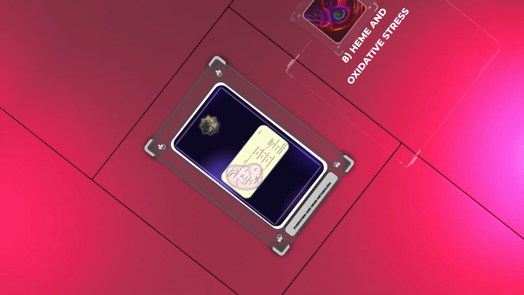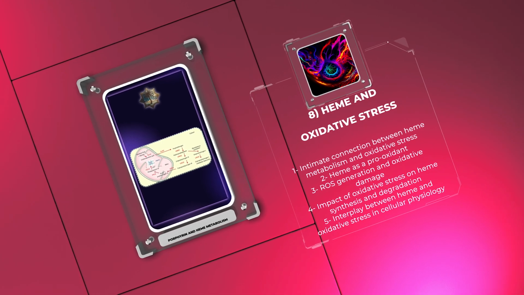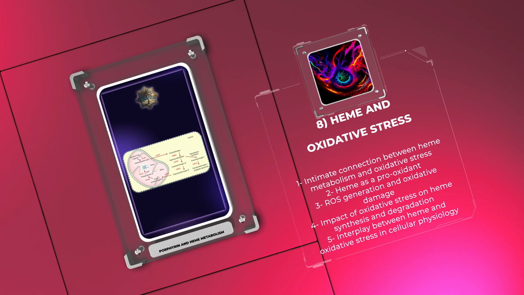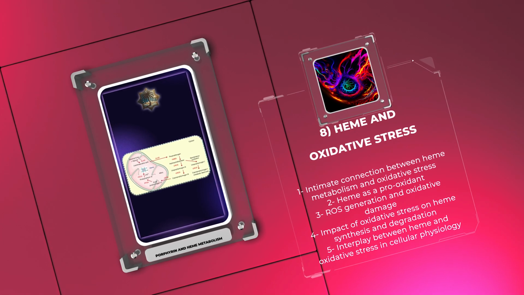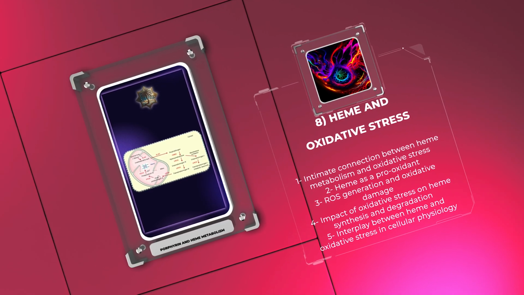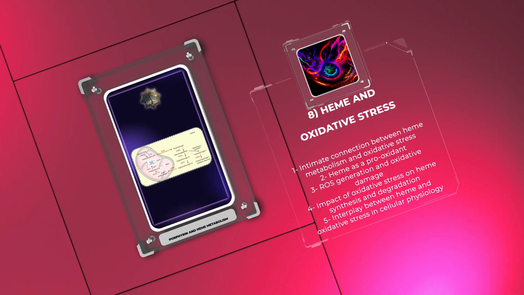Heme metabolism and oxidative stress are intimately connected. On the one hand, heme can act as a pro-oxidant, generating ROS and contributing to oxidative damage. On the other hand, oxidative stress can impact heme synthesis and degradation, potentially disrupting cellular heme homeostasis. The delicate balance between heme and oxidative stress highlights the intricate interplay between these processes and their impact on cellular physiology.